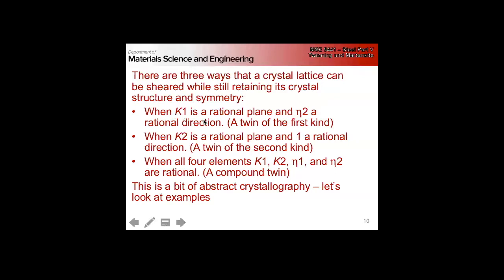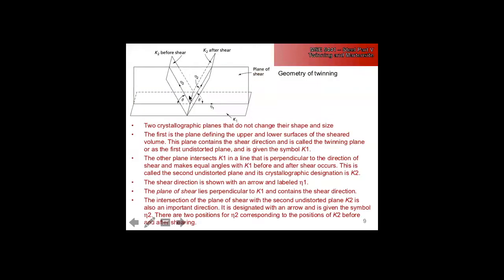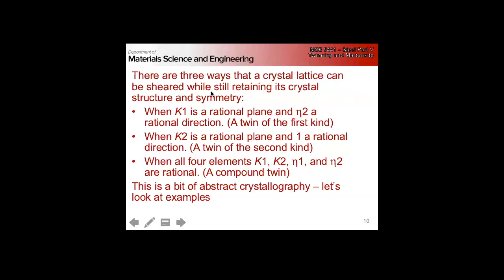Okay, so if the twin plane is a rational plane, and our eta 2 direction, right? Remember, our eta 2 direction is the line that's made up by the intersection of our second invariant plane and our plane of shear. If this is a rational direction, then we have a twin of the first kind, right? Just geometry and definition. If K2, the second invariant plane, is a rational plane, and I lost my eta, eta 1 is a rational direction, so our shear direction is rational, then this is what's called a twin of the second kind.